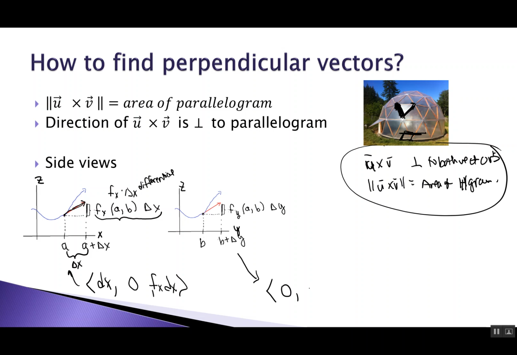Okay. In my y direction, I'm going to have a dy, and in my z direction, I'm going to have f sub y times dy, because I'm looking at the slope in the y direction. And so I need to cross these. Let's do that on the next slide.